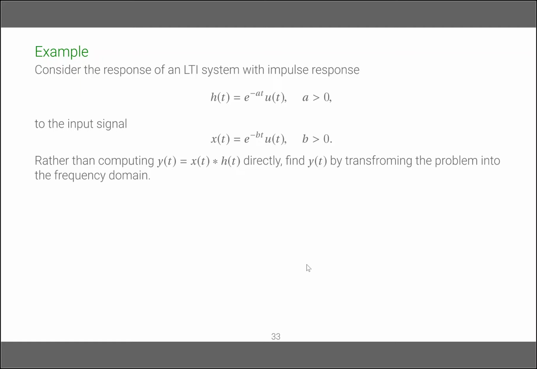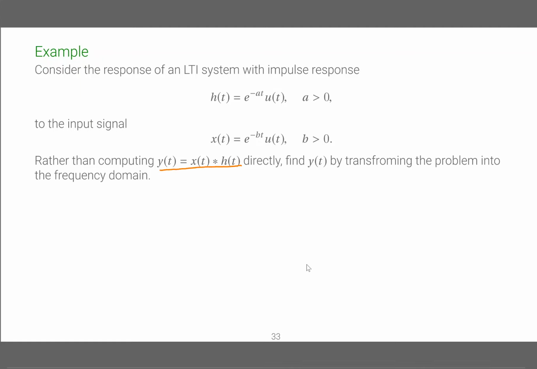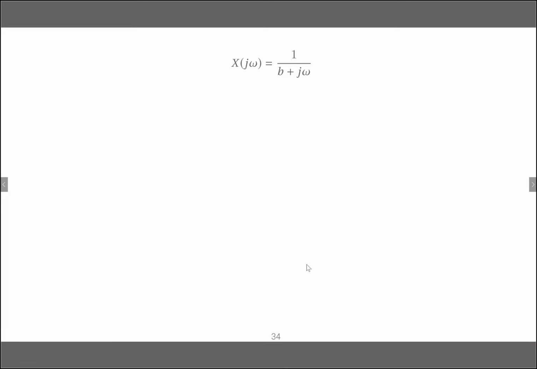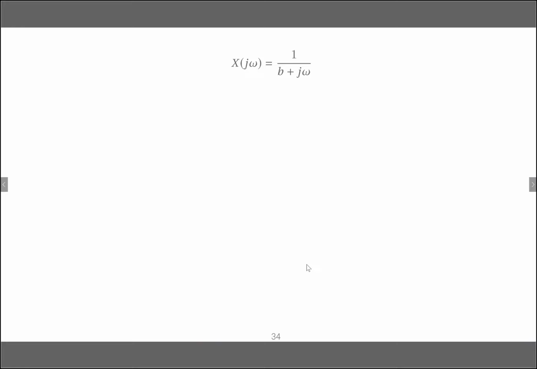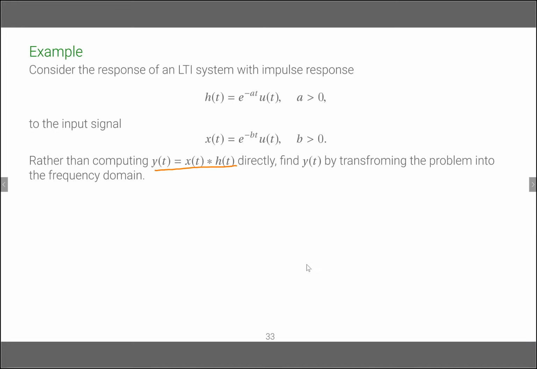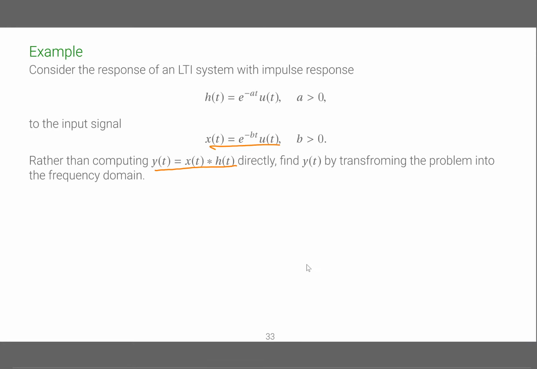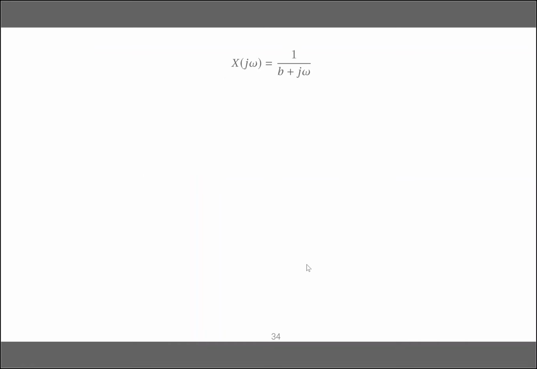So rather than computing the convolution in the time domain, y(t) equals x(t) convolved with h(t) directly, we can find y(t) by transforming the problem into the frequency domain. So first of all, for x(t) equal to e to the power of minus bt u(t), the Fourier transform is 1 over b plus j omega.